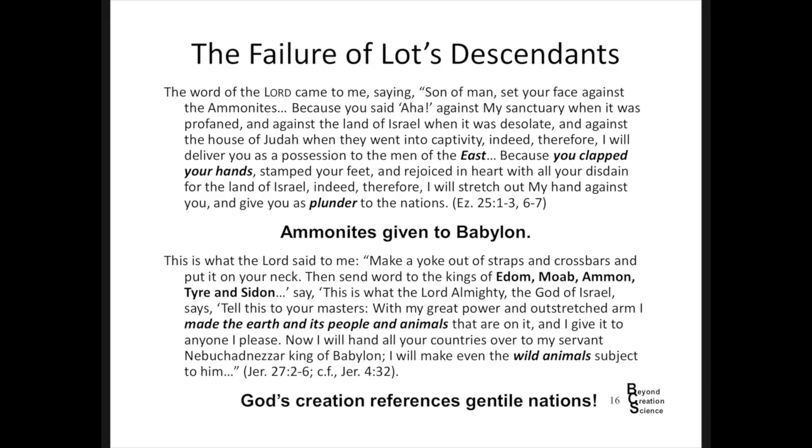Animals. And yet, here we have it in the context of nations being given over to Babylon, in narrative form no less. "Now I will hand all your countries over to my servant Nebuchadnezzar, king of Babylon. I will make even the wild animals subject to him." And I think in that passage the wild animals are people. They are the nations, just as Israel is the man on the land. Does anyone see covenant creation in that text? Because I sure do.